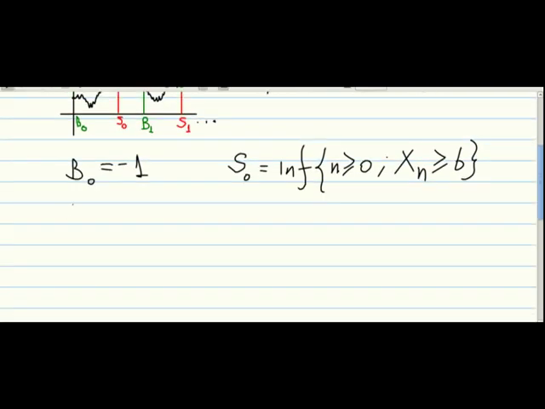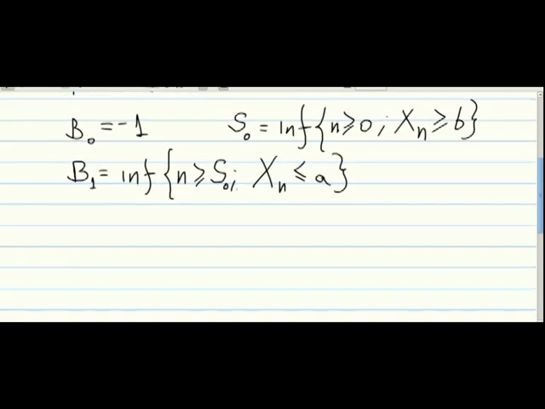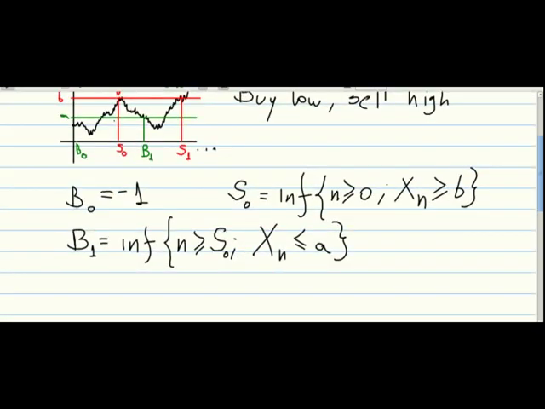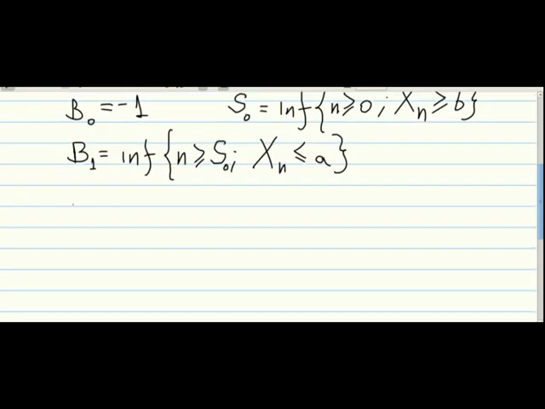Okay, now we have to define b1. b1 is also going to be the first time for which, but now it's important to observe that here it's not 0 anymore. It's the first time after we sold the last time, such that the price is again smaller or equal to a. Right? So as you can see in this picture, at s0 we are bigger or equal to b, but the first time after s0 that we are below a is b1. Now what's b2?